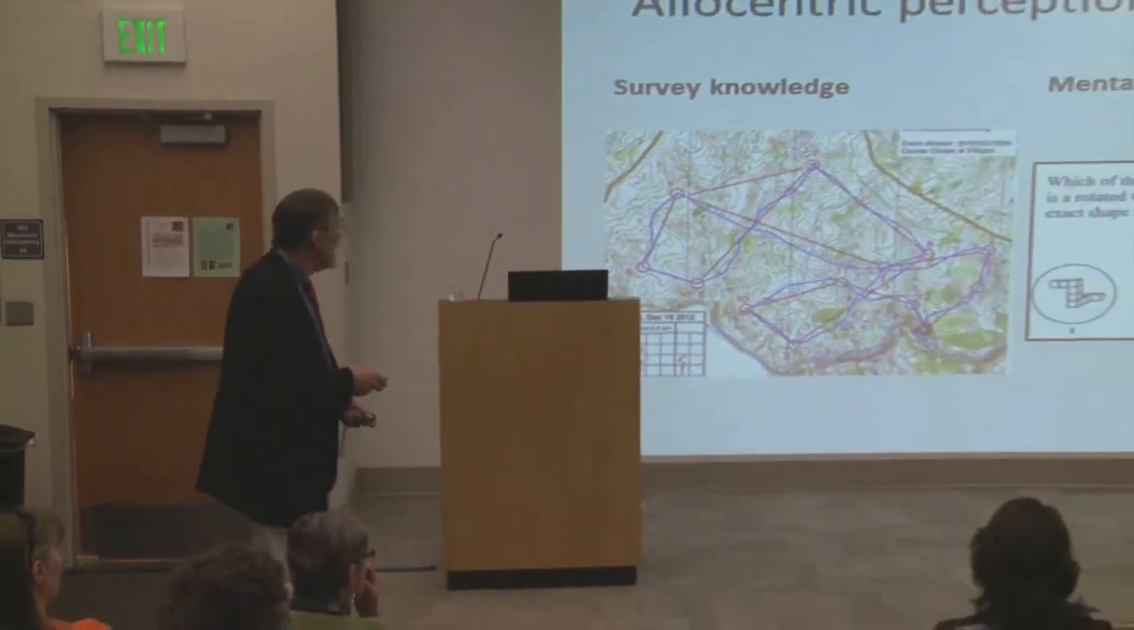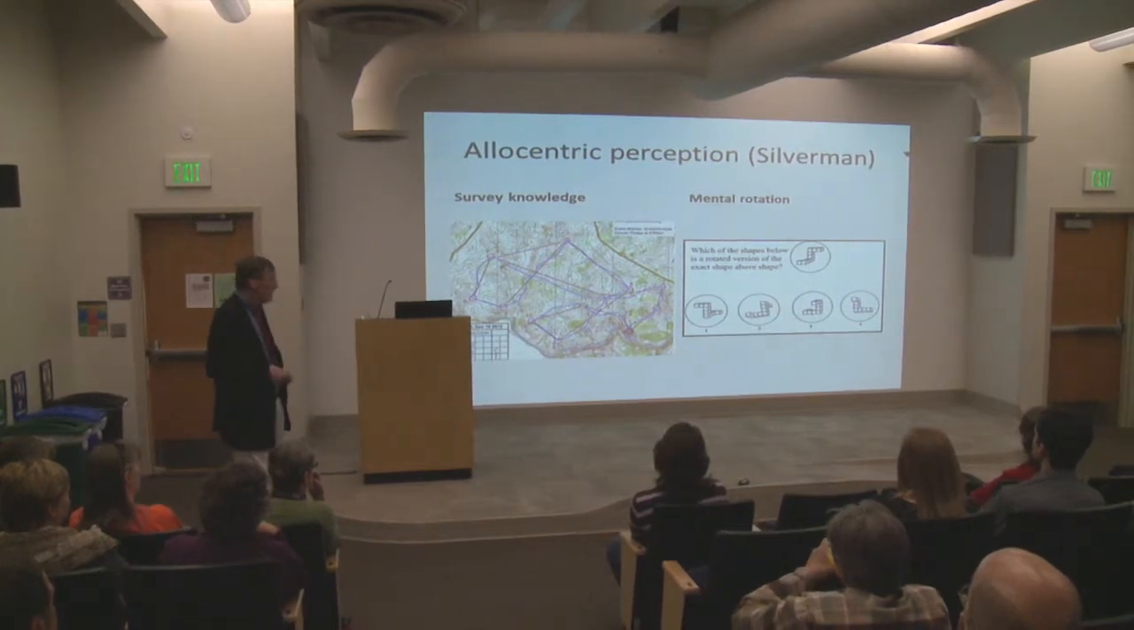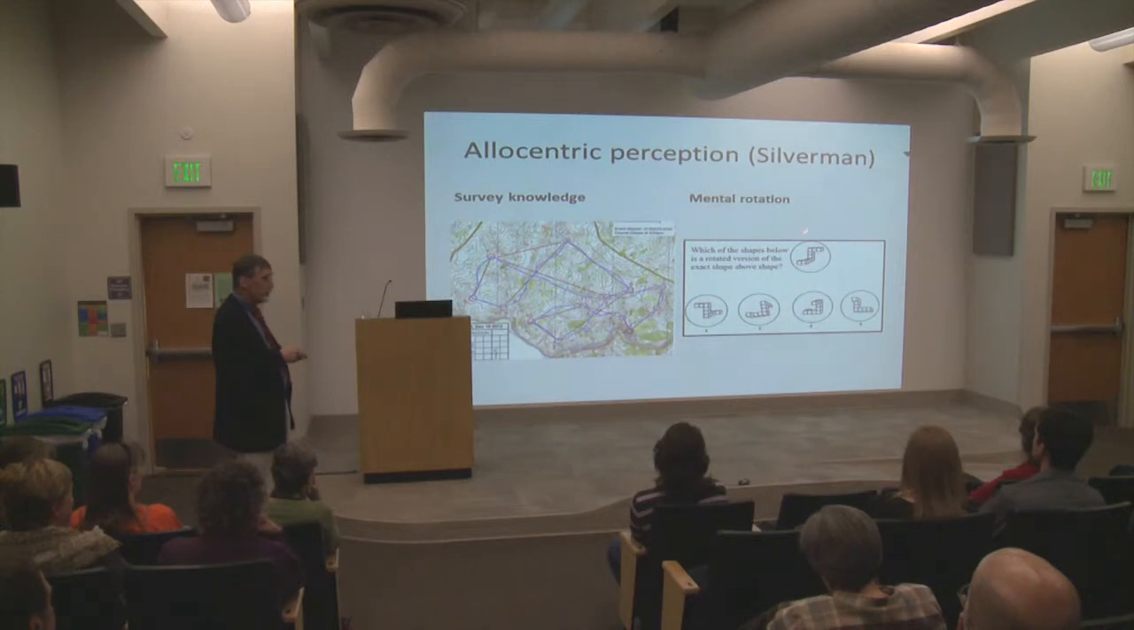And it gives us, it turns out, an avenue to talk about the evolution of these things. Because it turns out, based on the work of Erwin Silverman, who's an evolutionary psychologist, that there's a very high correlation between survey knowledge and mental rotation.